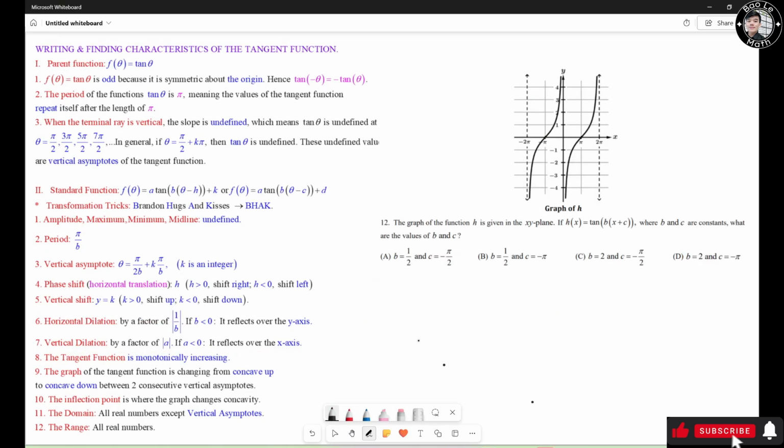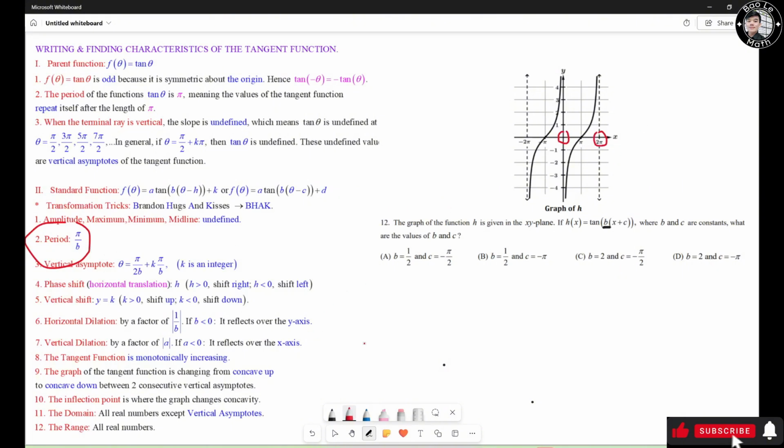Now let's move on to the next example. The graph of the function h is given in the xy plane. The function h of s is tangent of b times s plus c, where b and c are constants. What are the values of b and c? In order to solve for b, we need to solve for the period. The period is the distance between two vertical asymptotes, the first vertical asymptote right here, the second one right here. So the period is actually 2 pi.